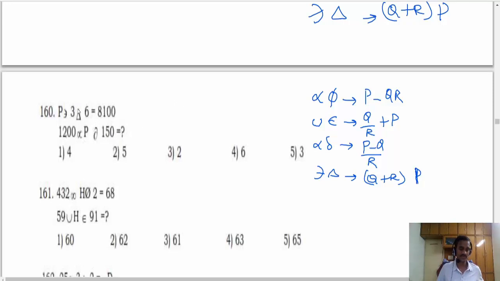Now first one, what is the first one we have? P and this, it comes under this symbol, Q plus R into P. Q plus R is how much? 3 plus 6, 9.